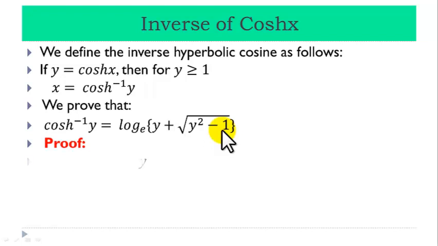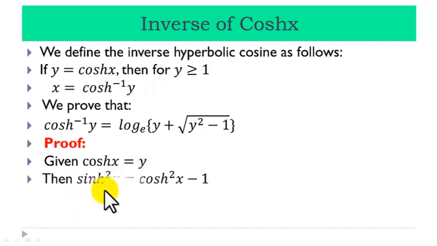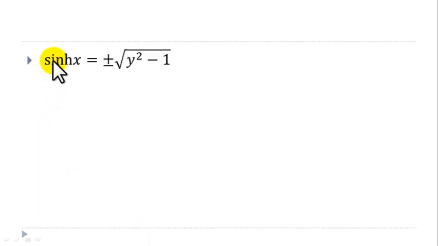Proof. Given cosh x equals y, then sinh squared x is equal to cosh squared x minus 1. And this is equal to y squared minus 1. Taking the square root of both sides, we have sinh x equal to plus or minus the square root of y squared minus 1.